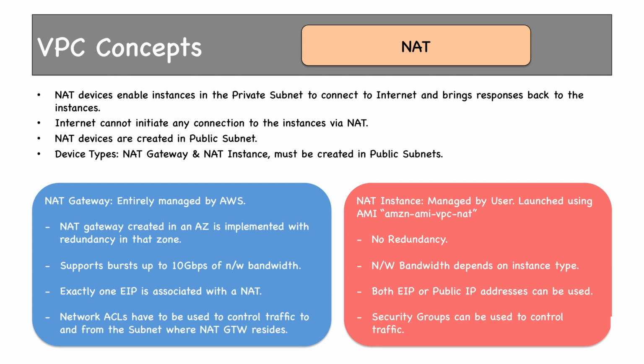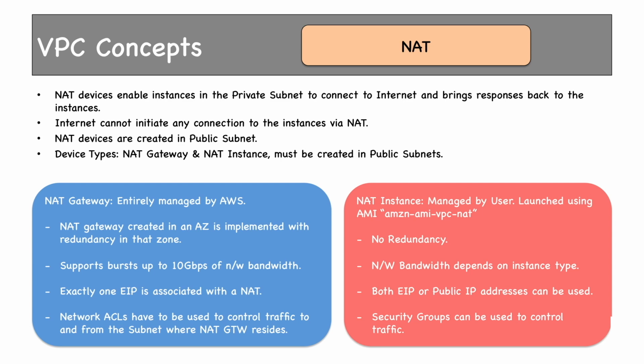Same is the case with the network ACL of the private subnet. Then you have NAT instance. It has to be managed by the user, or by us, and it can be launched using an AMI called Amazon AMI VPC NAT. There's no redundancy. If your NAT instance is down, your internet traffic would be blocked from the private subnet. So you'll have to create your own failover scenario if you use NAT instances.